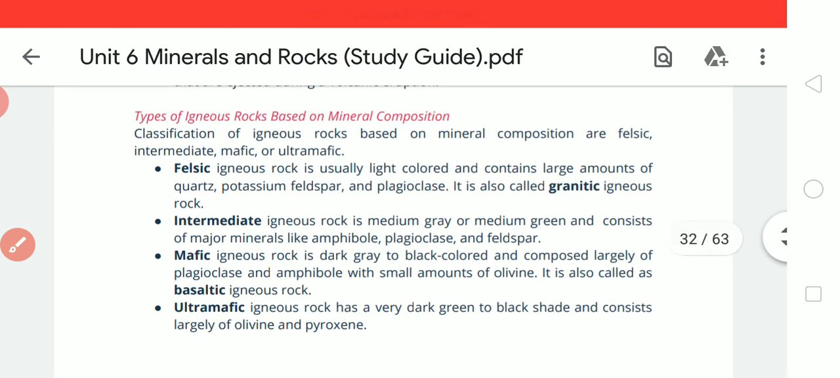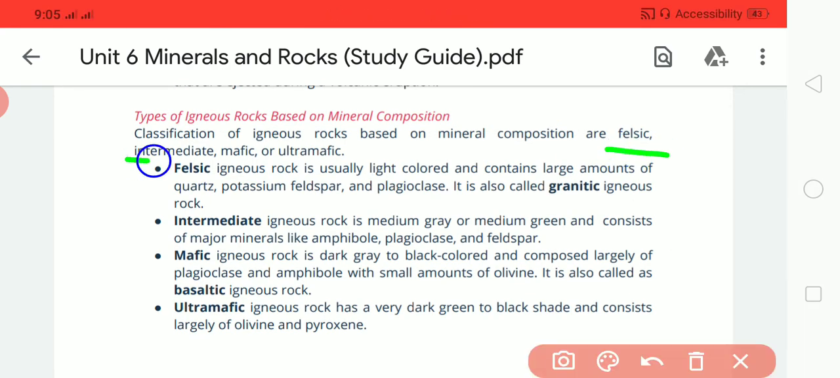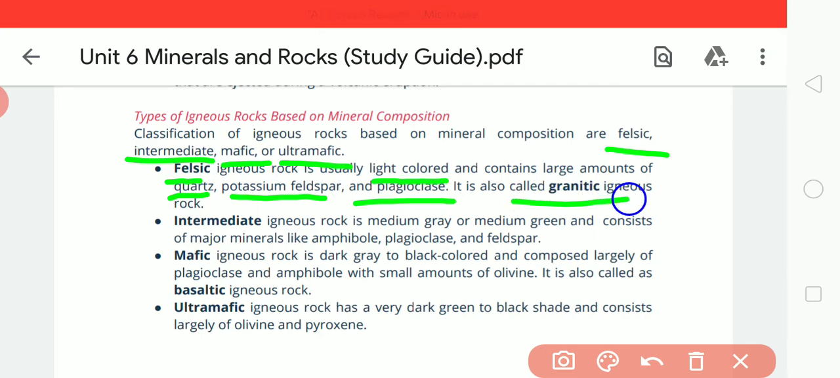The classification of igneous rocks based on mineral composition are felsic, intermediate, mafic, and ultramafic. Felsic is an igneous rock that is usually light colored and contains a large amount of quartz, potassium feldspar, and plagioclase. It is also called granitic igneous rock. So felsic rock class, they actually have a light colored mineral composition.